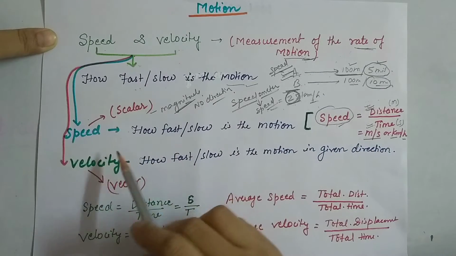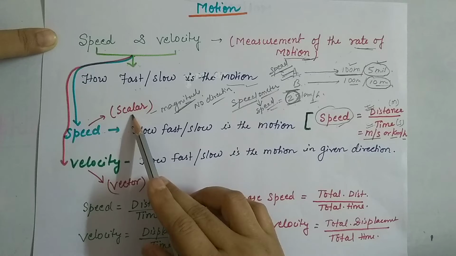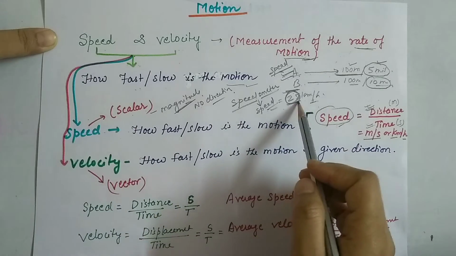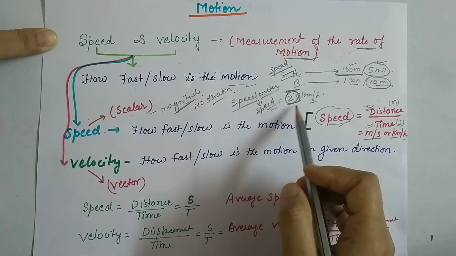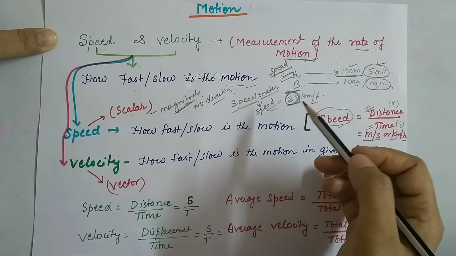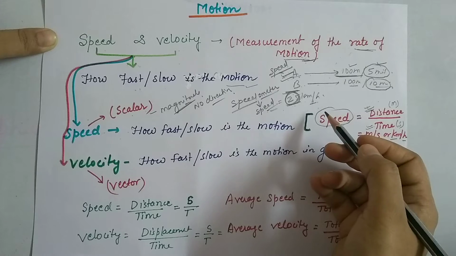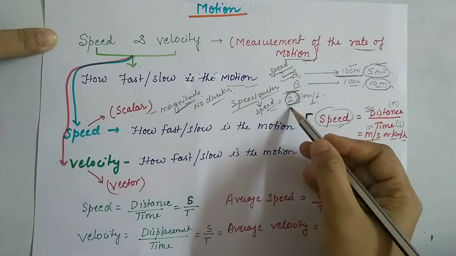So this is all about the speed. Speed is a scalar quantity, and it shows only the magnitude, what the speed of a particular vehicle or object is.